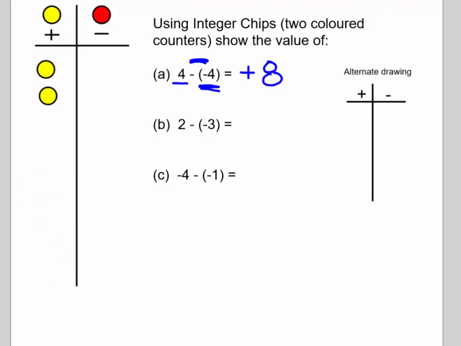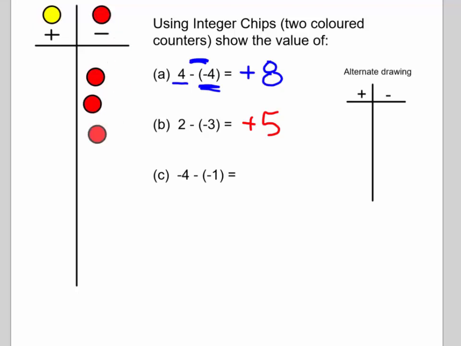Okay, so part B, 2 minus negative 3. Well, I have my 2 positives, but I don't have any 0 pairs, so I'm going to bring some 0 pairs down. There they are. Now I can take away my 3 negatives, and I get positive 5. Okay, now you might start seeing a shortcut here for those of you who are really paying attention. That's awesome. Don't yell it out just yet. Let's do the third one.